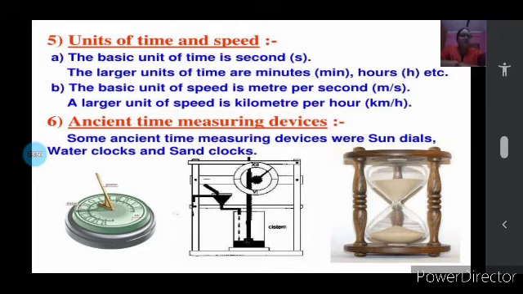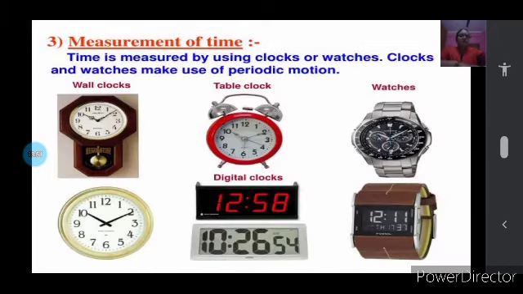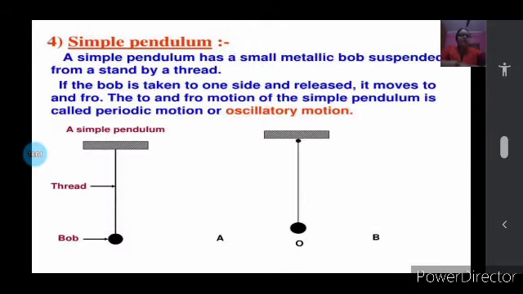So for accurate measurement, later on, as I told, we now use different types of watches to measure the time, but all of them work under the principle of periodic motion. So let us have a clear idea about periodic motion. When will you say an object is under periodic motion? When it is repeating itself at regular intervals of time. When it repeats at regular intervals of time, then we say it is under periodic motion.